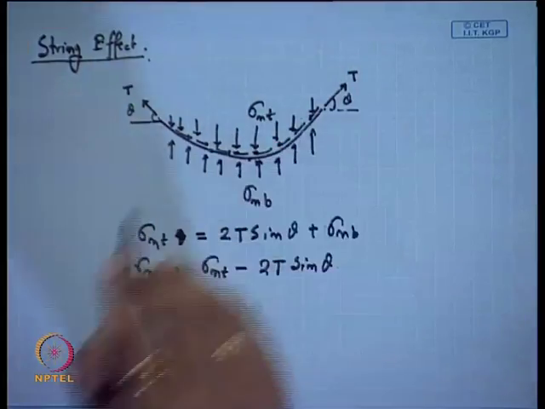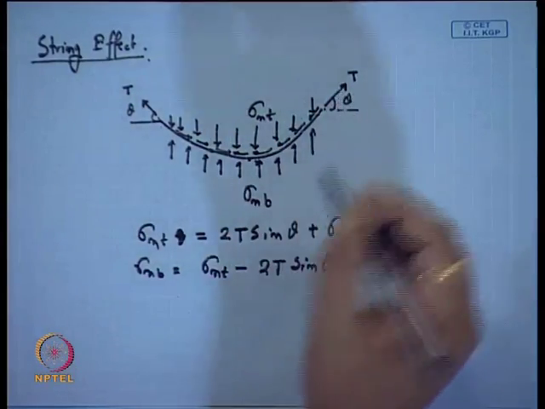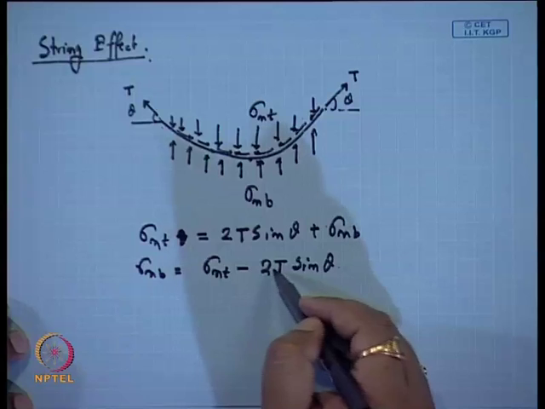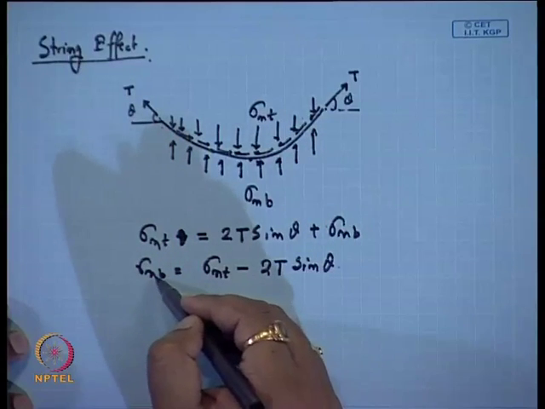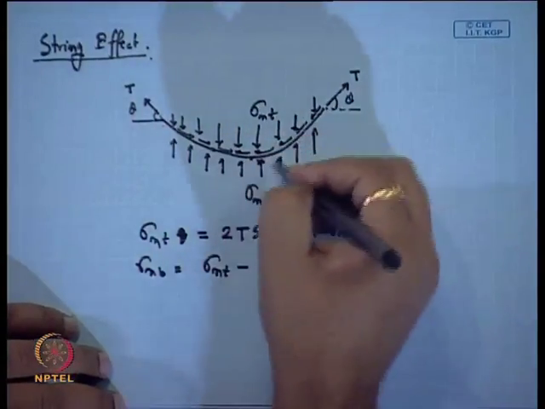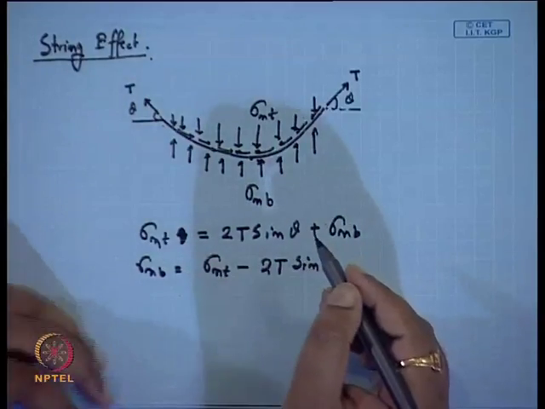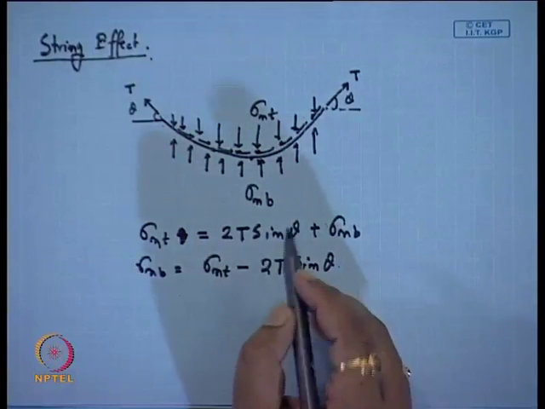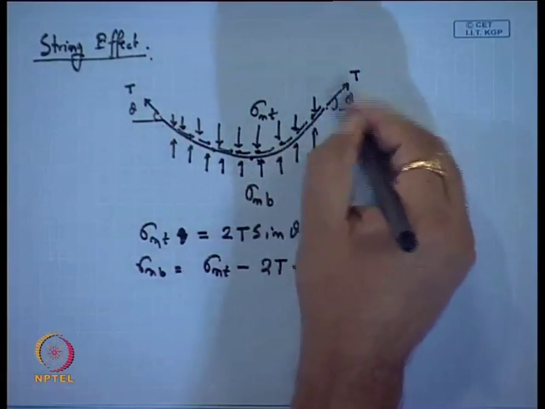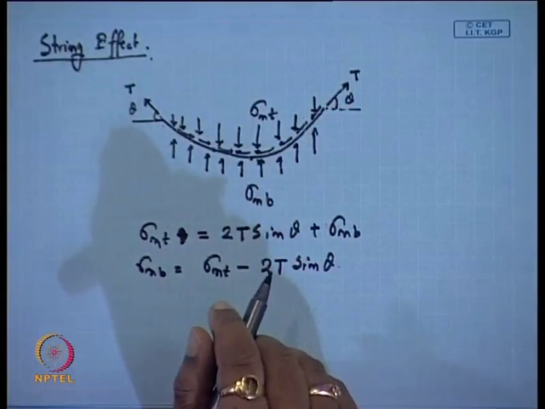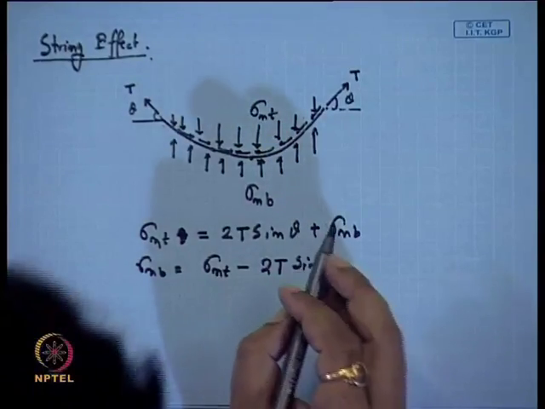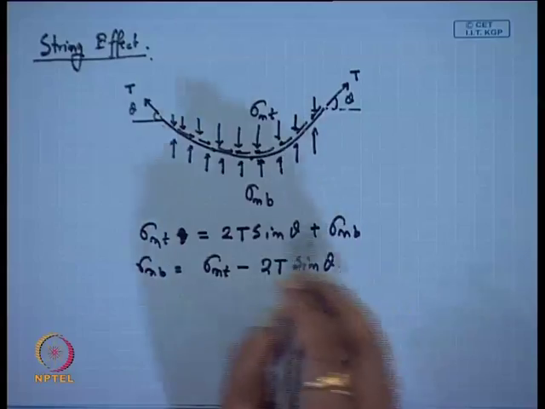This is because of this string action or this membrane action. Here we can see this is sin theta. Now, if there is no deformation, theta is 0, then sigma n b is equal to sigma n t. But when there is a sufficient deformation, the stress in the lower region will reduce. Once the stress on the soil is reduced, definitely the load carrying capacity of the soil is increased, since some stress is taken by the mobilized reinforcement. So, the stress carrying capacity of the soil will also increase. This is the action called string effect.